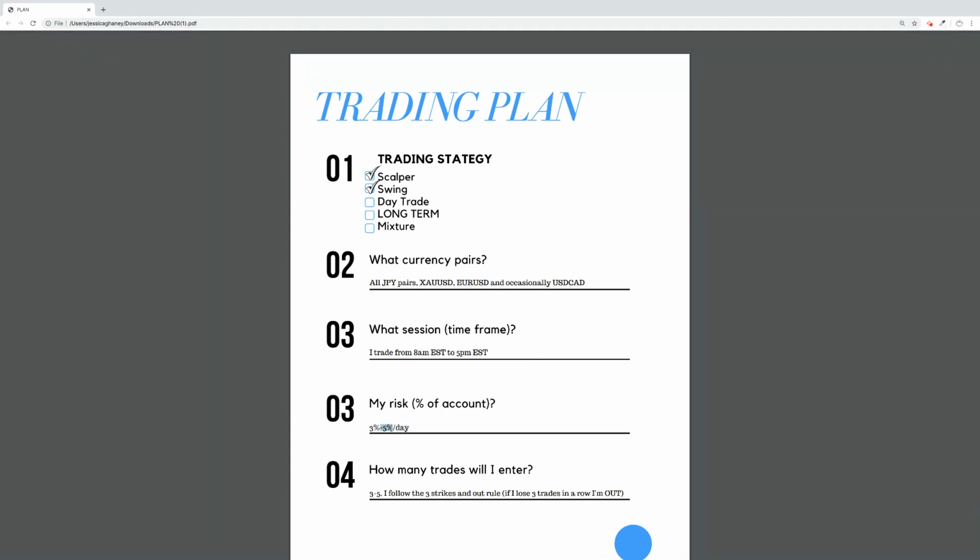So for instance, right now I'm doing the FTMO challenge. I'm actually in the verification phase. I am risking 5%. Okay. I'm being a little bit more aggressive because I'm trying to complete that in a certain amount of time. However, usually my risk is 3% per day.